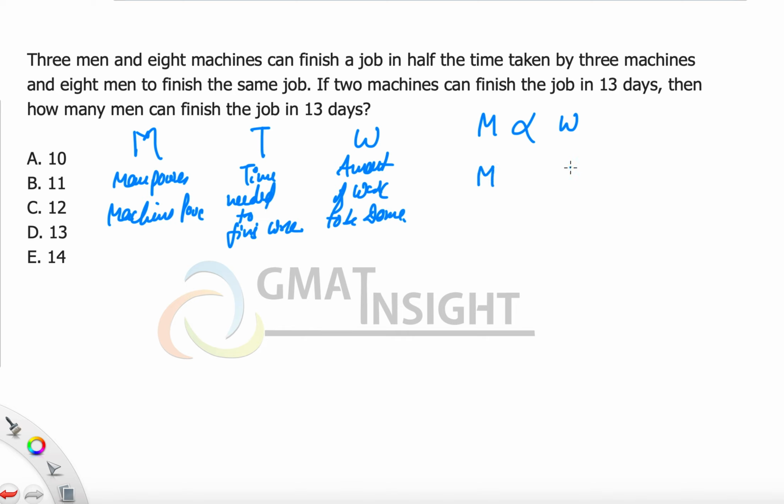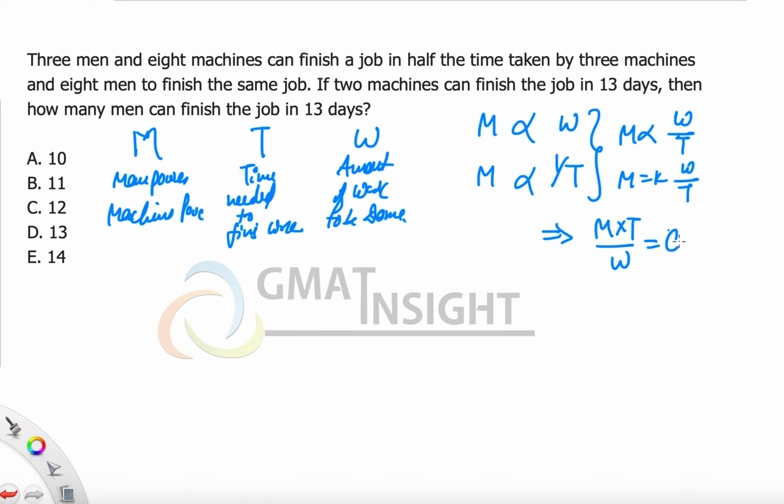While if we look at M and T, then greater time requires less manpower and less time requires greater manpower. That means M is inversely proportional to time. We combine these two relationships and we get M is proportional to W over T. Now we remove the proportionality sign, so the constant of proportionality comes into the picture, and this relationship can be simplified as manpower times time upon work is equal to a constant. Now, let me quickly explain how to apply this concept. One thing is that it's a universally applicable concept.